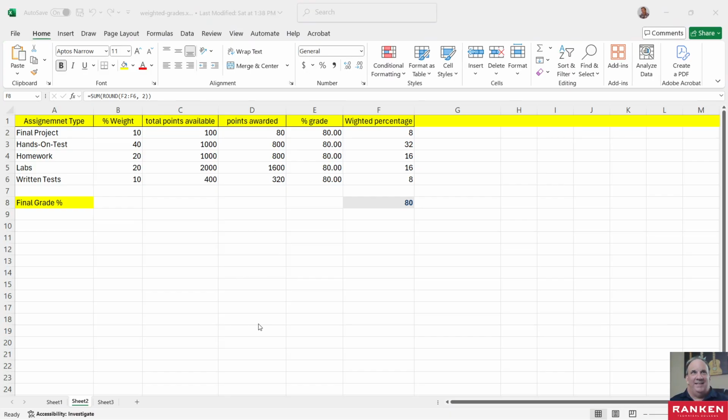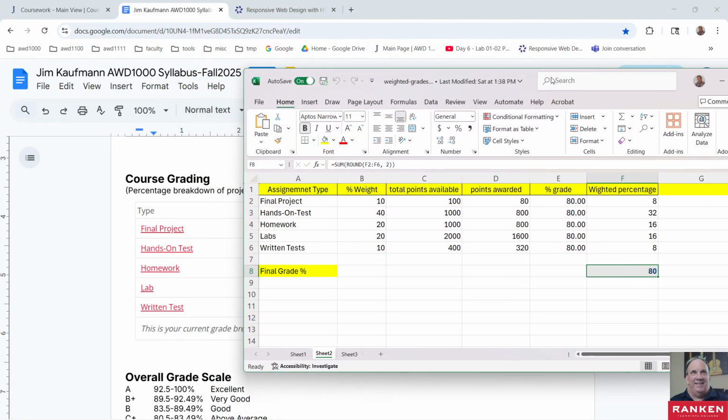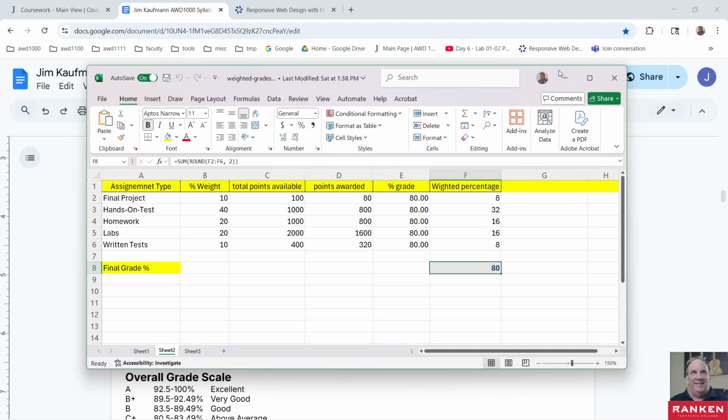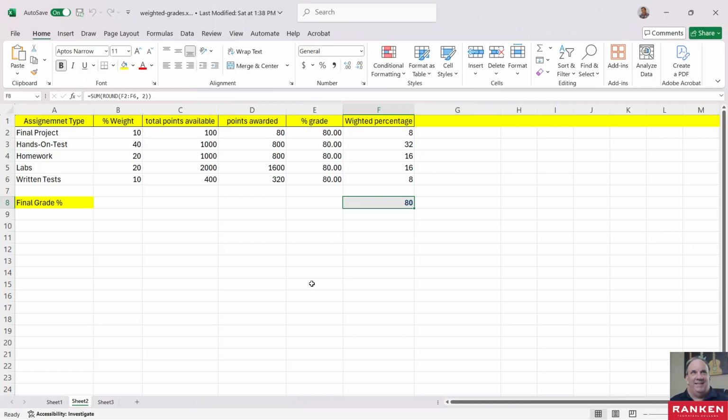So I wanted to explain a little bit. This is basically the same as what we have here for our final project, hands-on test, homework, labs, and written test. Same weighted average, okay? I just wanted to show you something to make you aware of how this works. So you've got a final project. I'm just assuming we're getting like an 80% on everything, so we end up with our final grade being 80%. This is our weighted percentage.